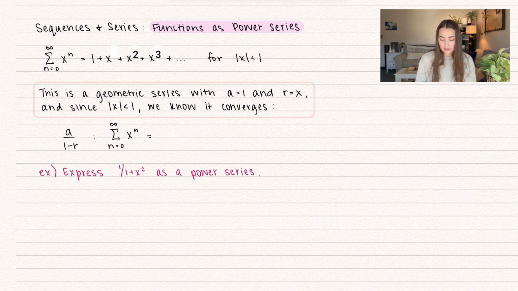So let's go ahead and see what it converges to. I know generically it converges to a over 1 minus r. So let's plug in what we know. We know a is equal to 1, so 1 over 1 minus x. And this right here is a function of x. So here we have a function of x represented as a power series.